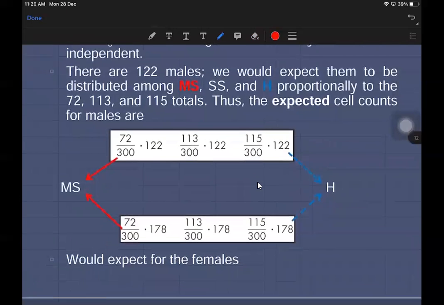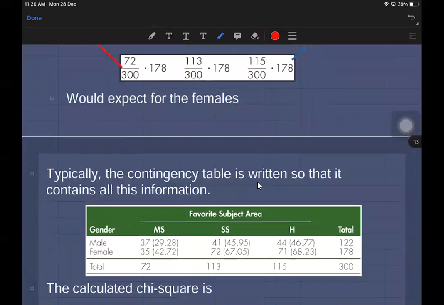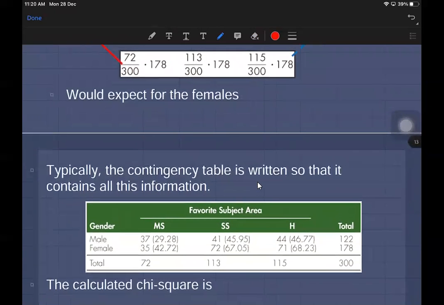So we would expect the same for female. After we calculate, this is what we have calculated just now. Okay, ini yang kita dah kira tadi. So the total here will be 300 if you total up all the expected frequencies, after you calculate the expected frequency.